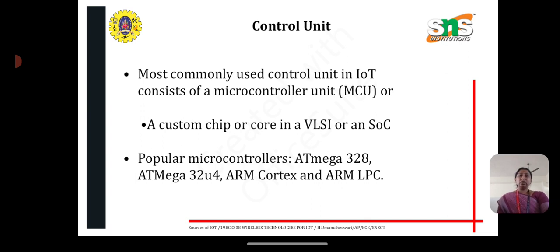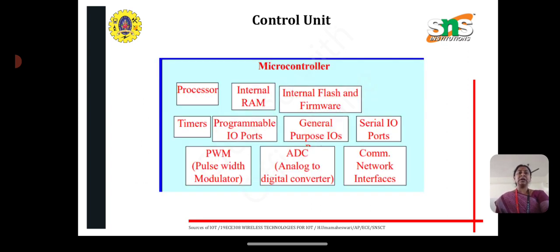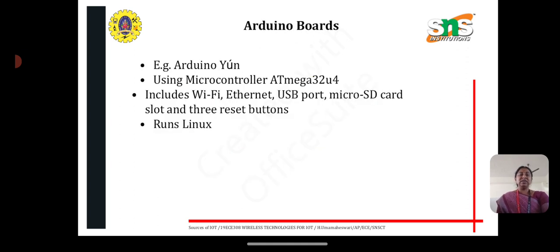Then the popular microcontrollers we are using are the Atmega microcontrollers. It is of various types: 328, 32U4, ARM Cortex and ARM LPC. This is the structure of a microcontroller unit. It consists of processor, internal RAM, internal flash and firmware, timers, programmable I/O ports, general purpose I/O, serial I/O, then pulse width modulator, analog to digital converter, and the communication interfaces.